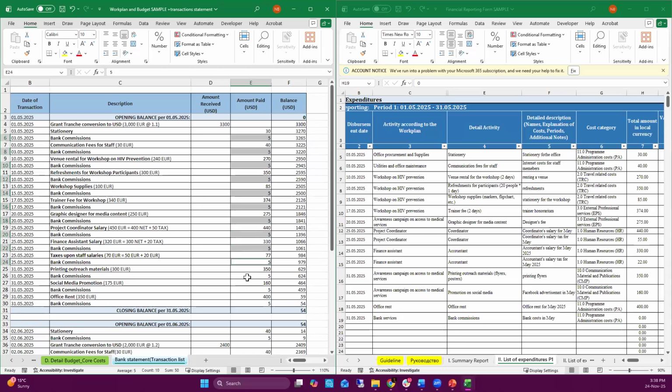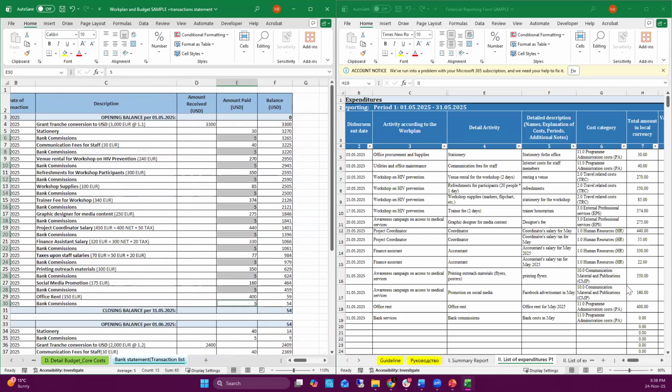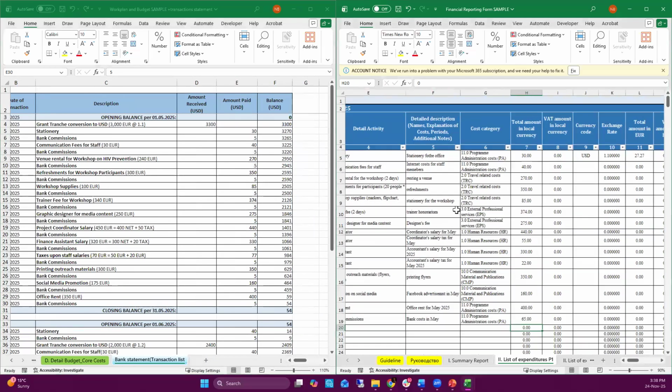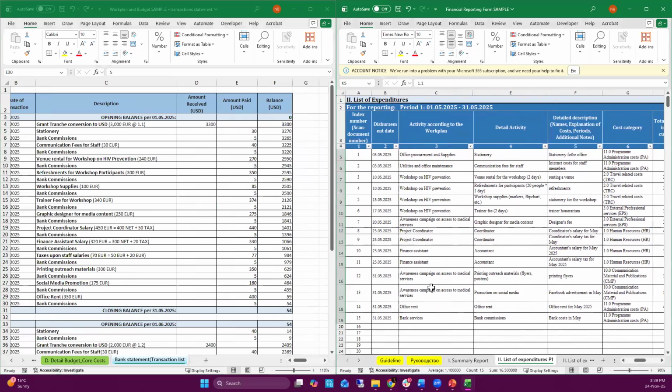So let's see. Those are our costs. So we get to 65. Okay. So this will be all USD, and this rate will be the same here. And you see that it calculated the amount in euros automatically. Okay, so this is our report for the first period.